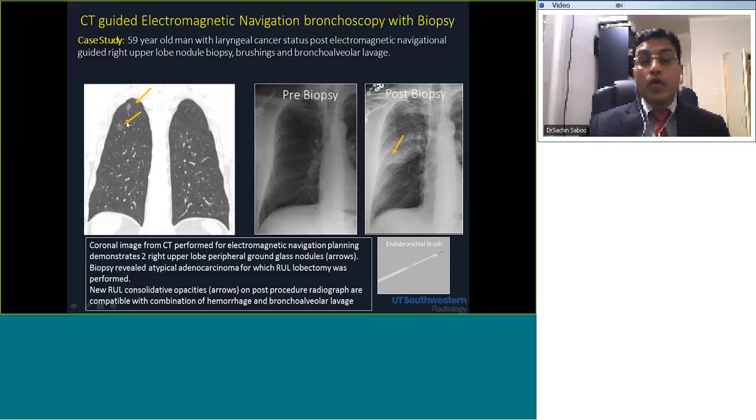Either you can go percutaneous CT guided biopsy, or you can go through the electromagnetic navigation. And this is the radiograph pre-biopsy, and the post-biopsy. Post-biopsy shows expected findings related to lavage and also some hemorrhage from that procedure. This is a picture of the endobronchial brush, how it looks.